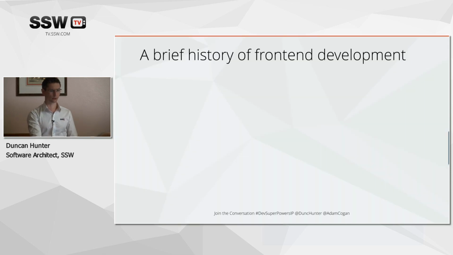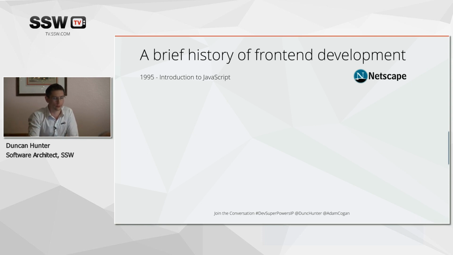So a bit of a brief history. In 1995, we got JavaScript from Brendan Eich. That was supposedly written in 2 weeks over at Netscape. Seems like it. And then in 97, we got the formal specification for JavaScript.